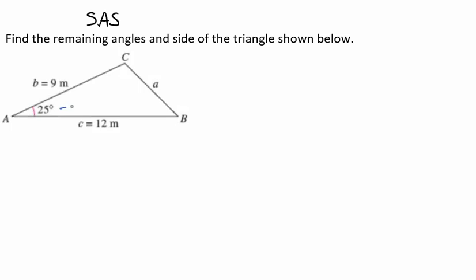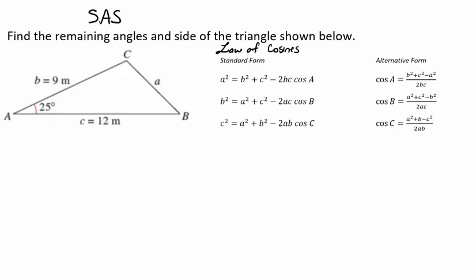So in order to solve for our pieces, we're first going to solve for A because it's what's across from our 25. And we're going to use the law of cosines for that. So let's remind ourselves what the law of cosines is. If we're searching for A, we're going to use this one right here.